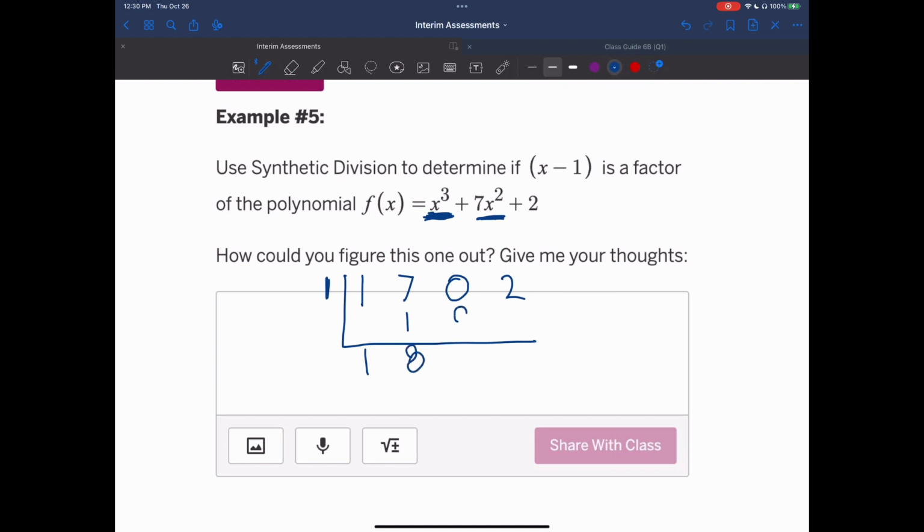8 times 1 is 8. 0 plus 8 is 8. 8 times 1 is 8. And then we add 8 plus 2, which is 10. I don't even need to turn this into a polynomial. The question is, determine if this is a factor. Well, no. We got a remainder of 10, which is not 0, so nope, that is not a factor.